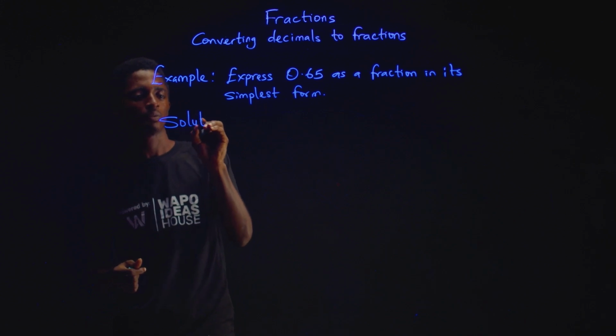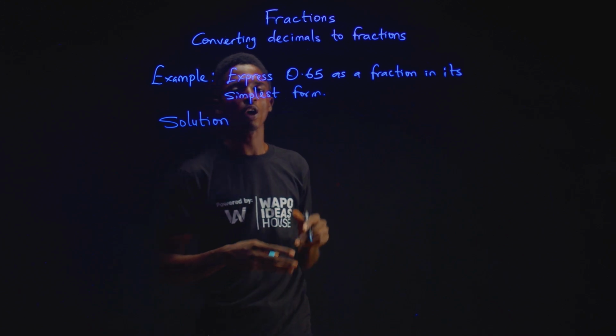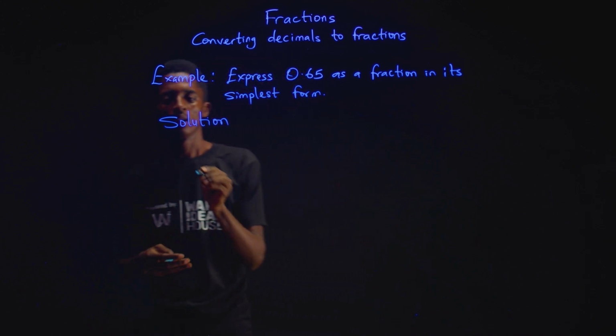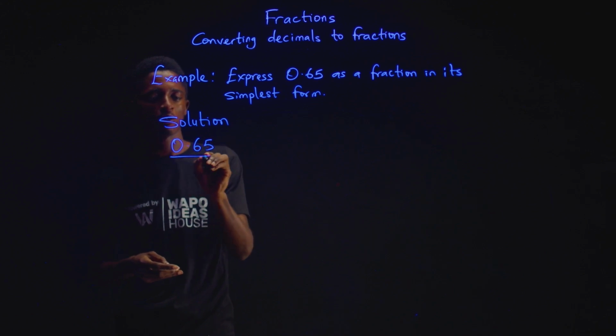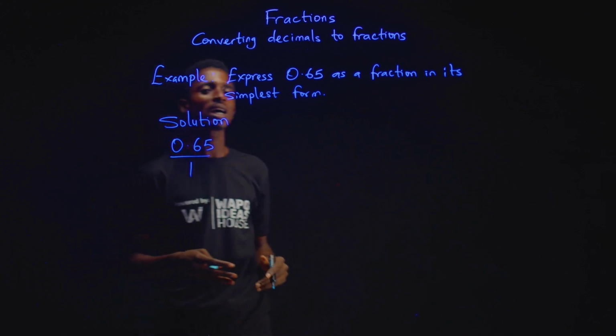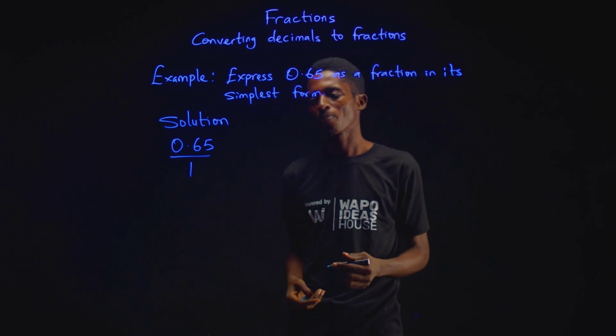Solution. We try to make this decimal become a fraction. That is, we write 0.65 over 1. Remember that any number over 1 is still the same as that number.